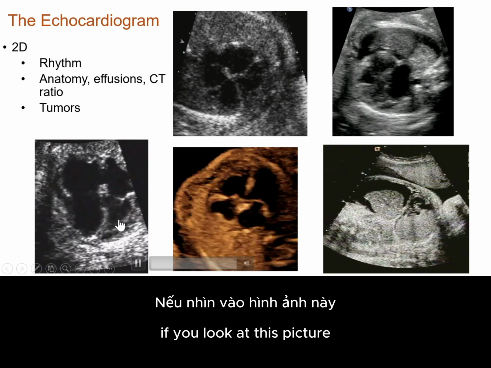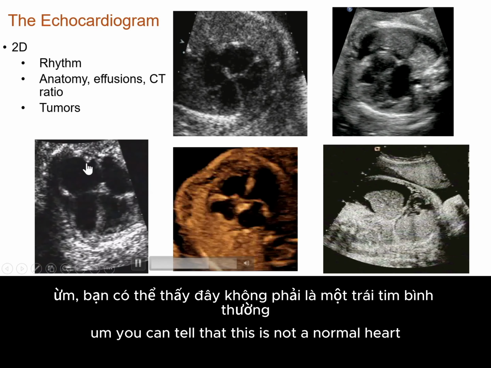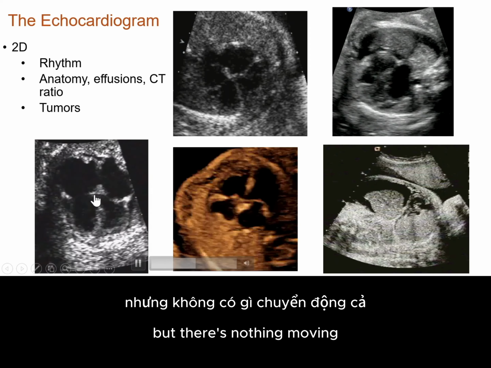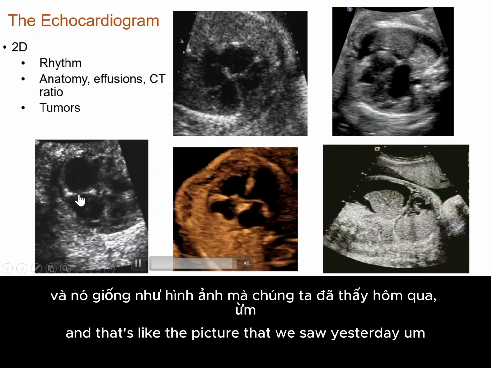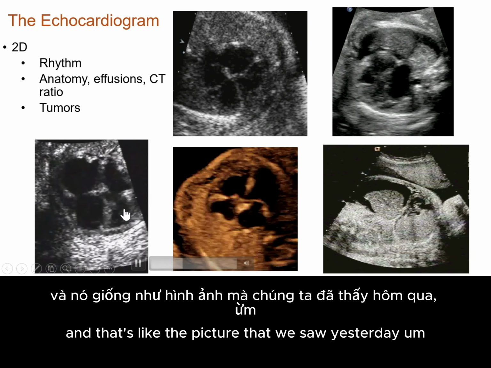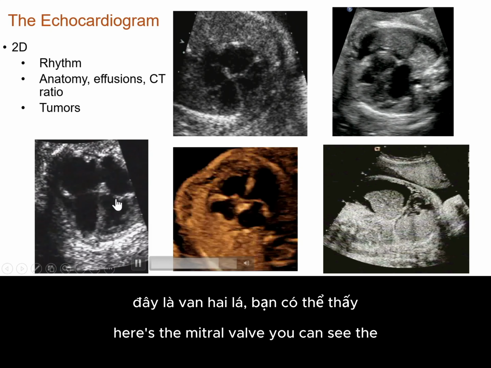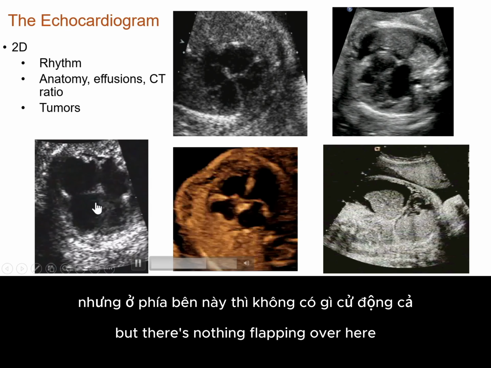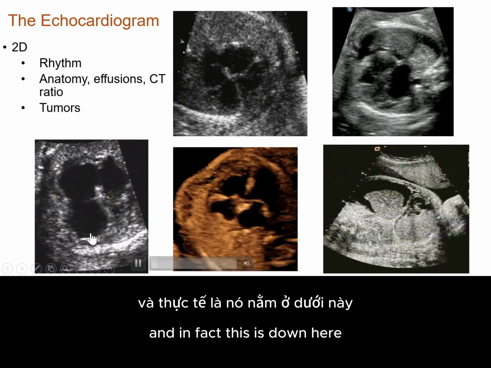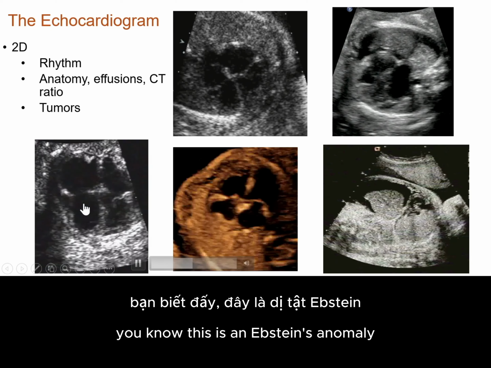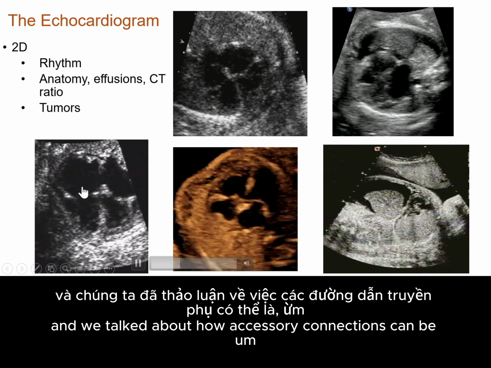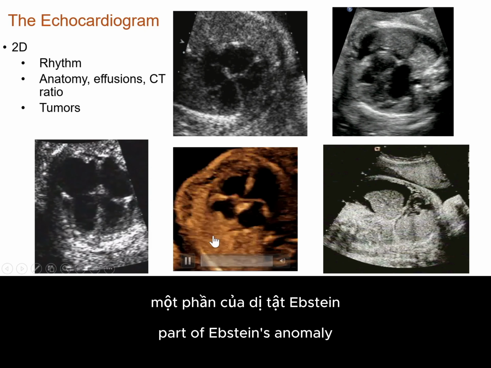If you look at this picture, you can tell that this is not a normal heart. This is the AV groove here, but there's nothing moving, and that's like the picture that we saw yesterday with Michelle. Here's the mitral valve. You can see the valve flapping around, but there's nothing flapping over here. And in fact, the valve is down here, so you know this is an Epstein's anomaly. And we talked about how accessory connections can be part of Epstein's anomaly.